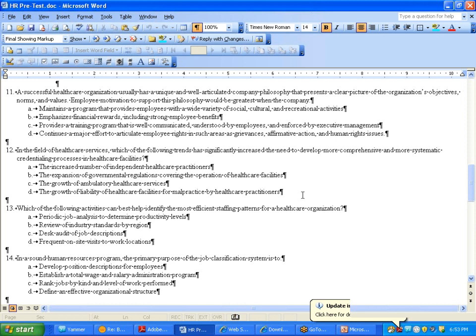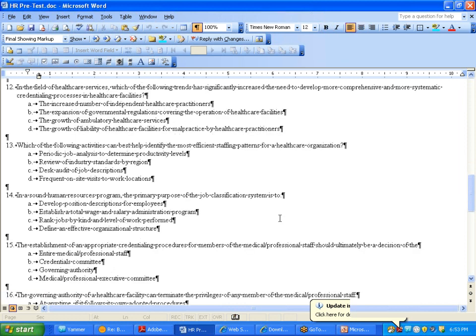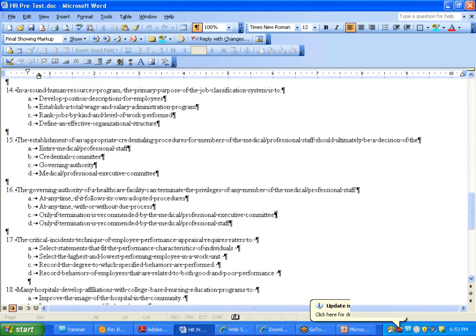Barbara, you want to take another stab there? Sure. 14? I don't struggle too much. Okay. 14. In a sound human resources program, the primary purpose of the job classification system is to A, develop position descriptions for employees, B, establish a total wage and salary administration program, C, rank jobs by kind and level of work performed, D, define an effective organizational structure.